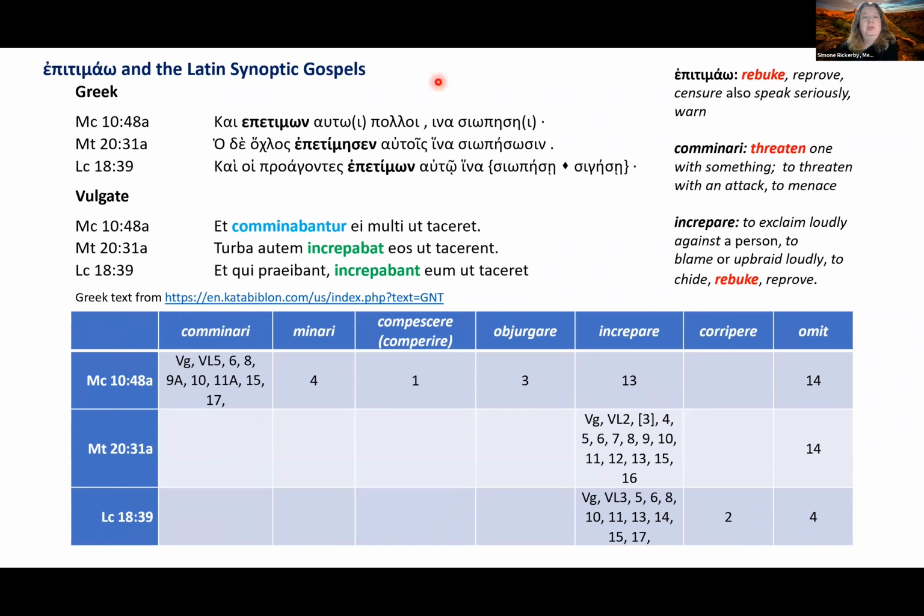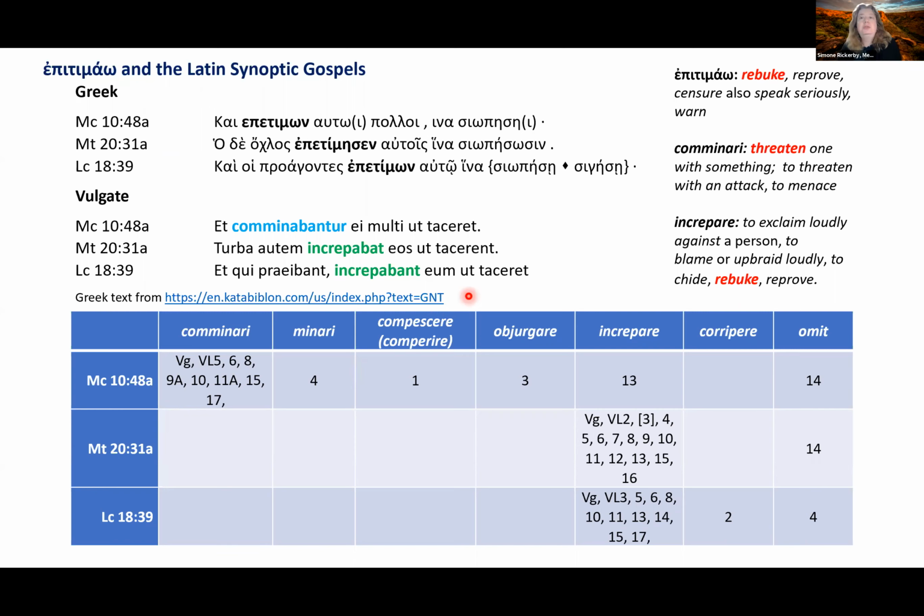A large number of Latin manuscripts support the use of comminari as against the use of increpare in Matthew and Luke. So as you can see, pretty clear, in the first column, we have lots of witnesses, and we move across to Mark. Then in the second and third lines, we have Matthew and Luke, and our majority of witnesses here are going with increpare. However, a more in-depth look at Mark 10:48 informs us that this phenomenon is not universally apparent within the Latin Markan tradition.